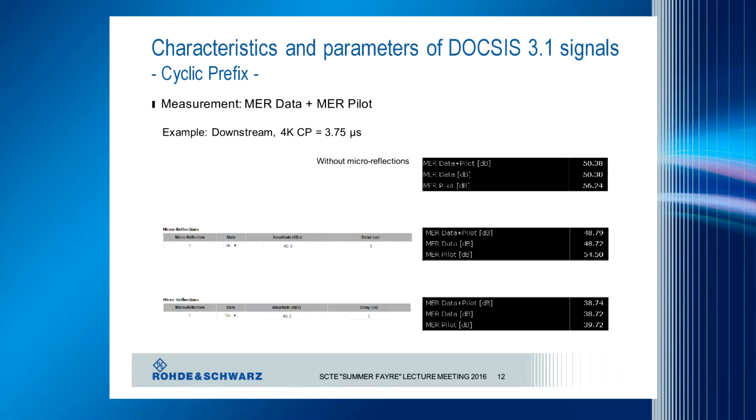And here I have generated a reflection of 5 microseconds, which is outside the cyclic prefix. And you can see a huge degradation of the MER, for example. So just to show you the effect and the influence of the cyclic prefix definition.